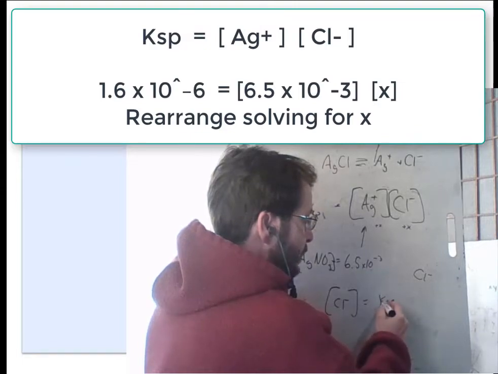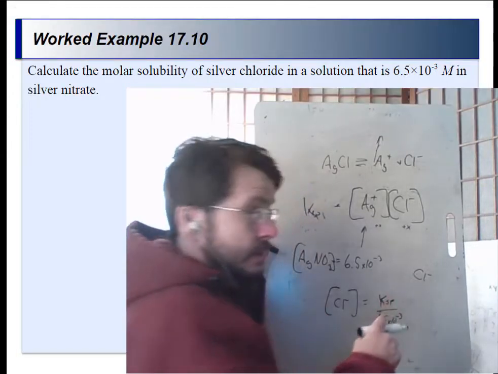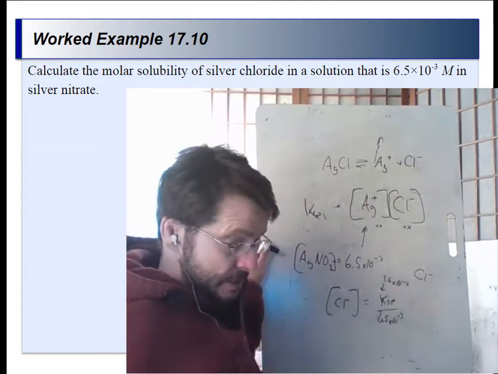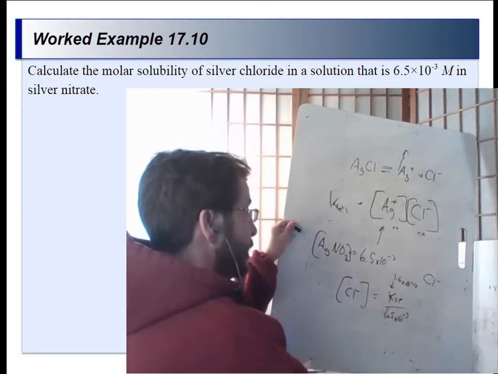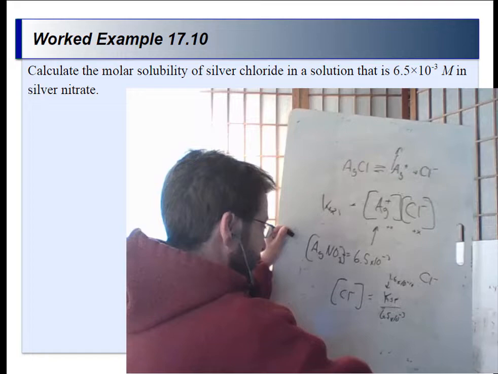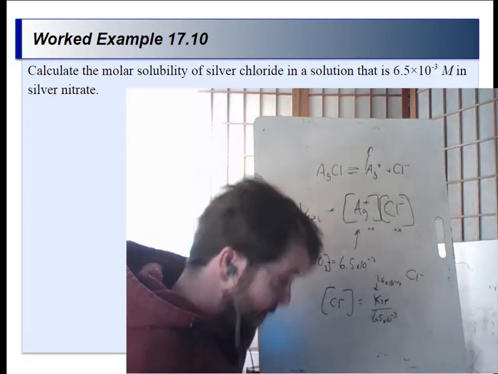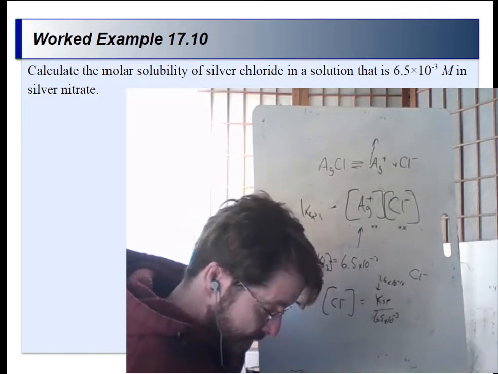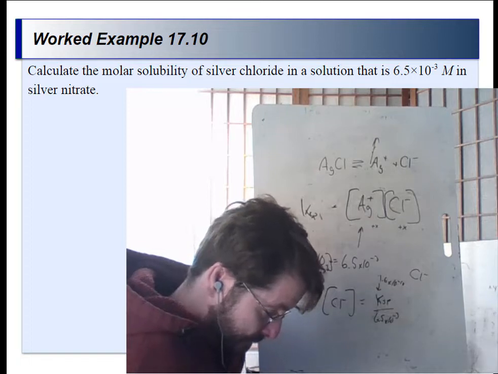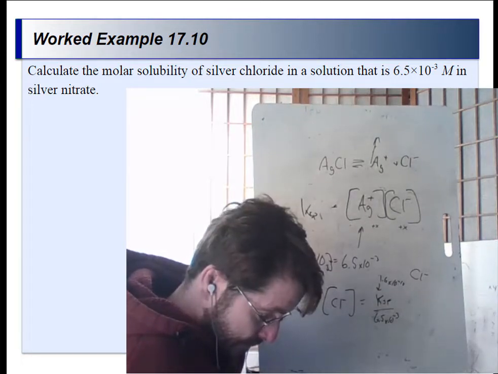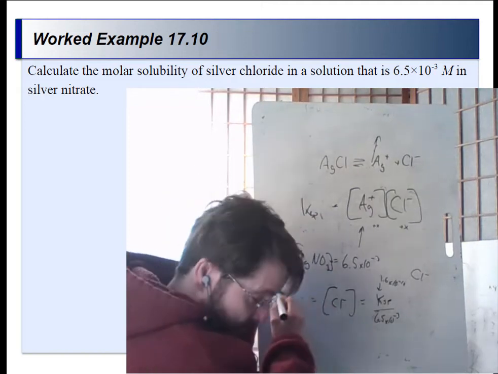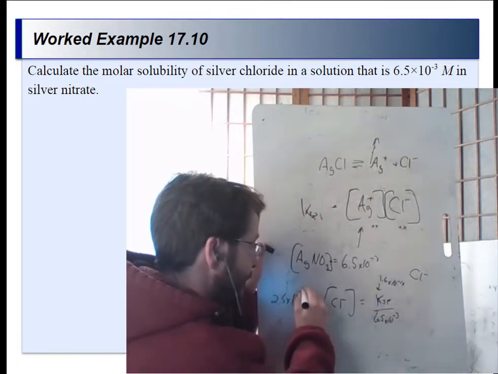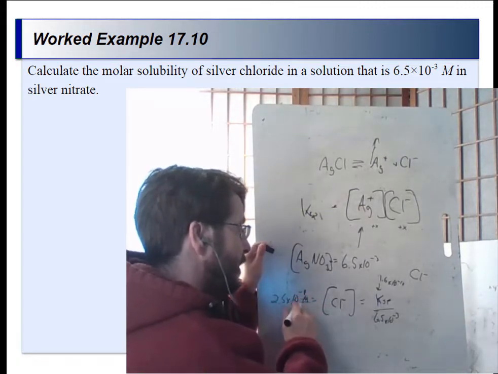And because the KSP is known, 1.6 times 10 to the minus 10, we can plug that in and solve for this chloride concentration. I get 1.6 times 10 to the negative 10 divided by 6.5 times 10 to the negative 3. I get the chloride concentration will be equal to 2.5 times 10 to the minus 8. And so this is the maximum molarity of the chloride.